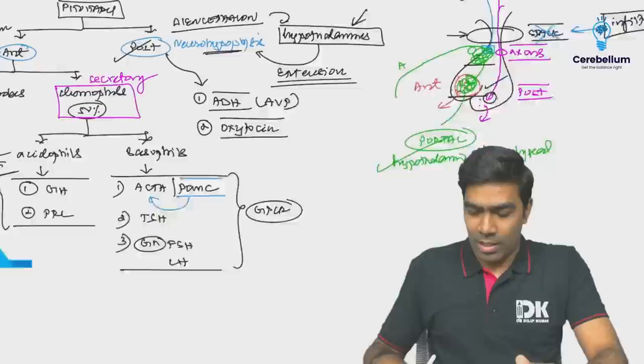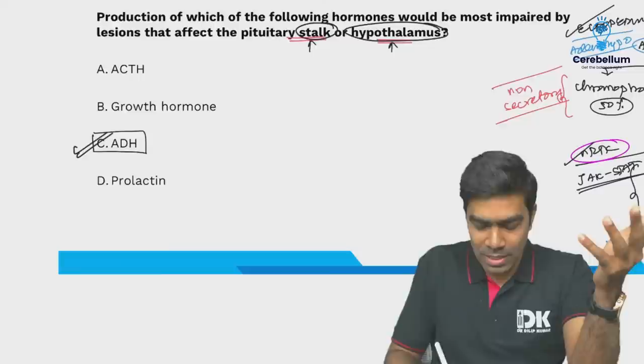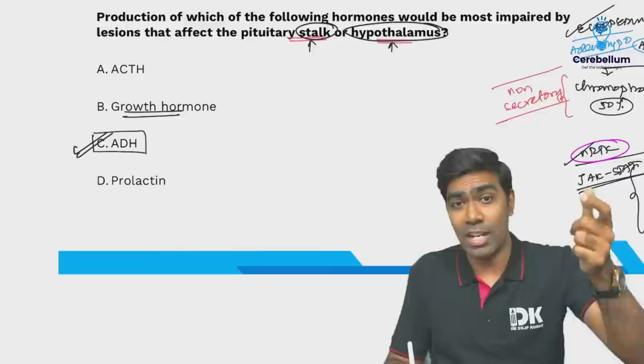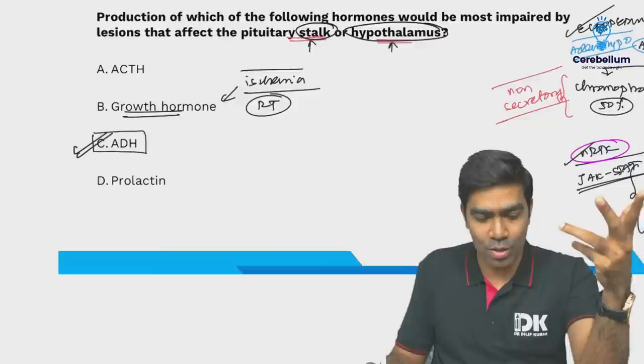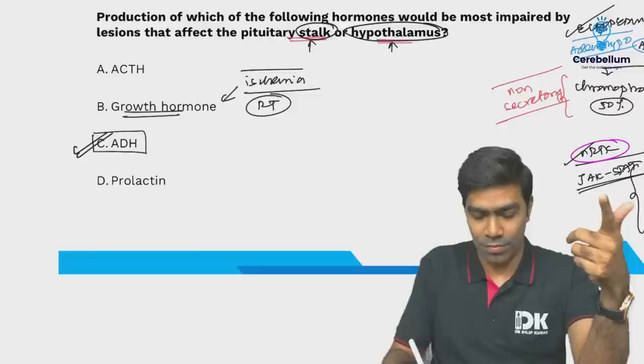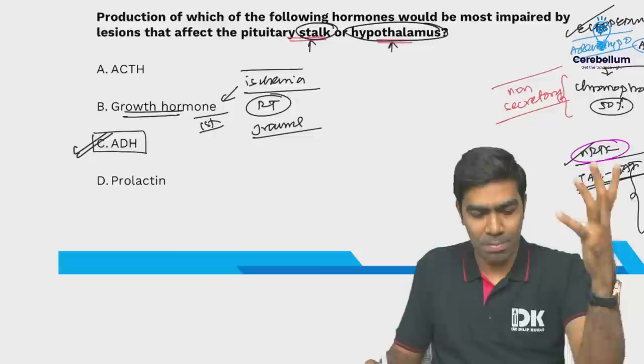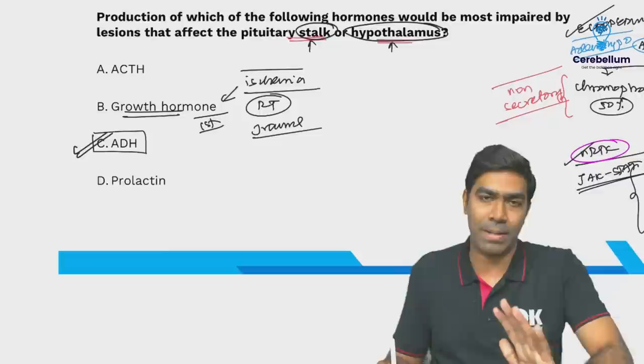So you are correct. Certain people said growth hormone will be affected first. To some extent it's correct, but it's not due to hypothalamic or stalk damage. Rather, growth hormone will be affected first in ischemia to the pituitary or in radiation-induced damage. Growth hormone will also be affected first in any trauma. I'll come back because you have a question. Dr. Ram Nemela is asking about what is apoplexy. I'll explain the concept of apoplexy in some time.